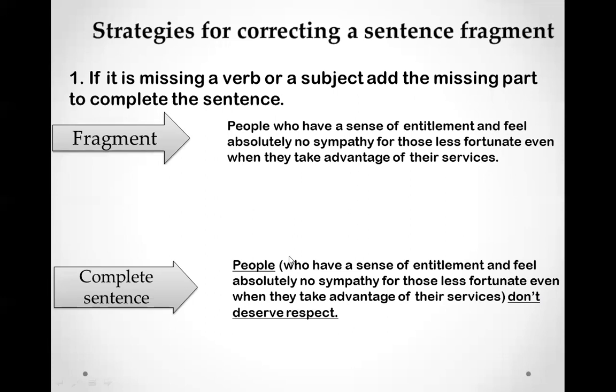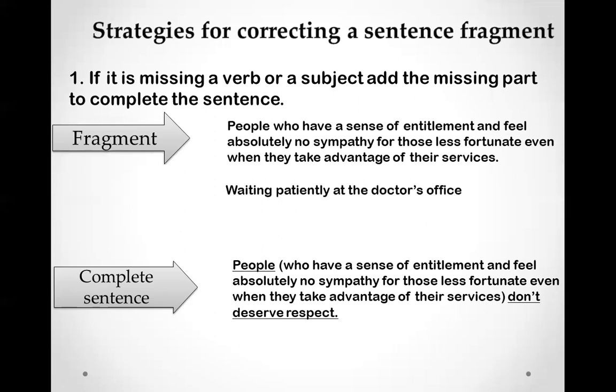Some of you might ask me, and this is an adjective clause, what if I cross who? In this case, the sentence will be: people have a sense of entitlement and feel absolutely no sympathy. Guys, grammatically, this is correct. But if you read the sentence, the meaning will be different. Here, you are talking about people who have a sense of entitlement. If you cross the who, in this case, you're talking about everyone, including me and you and everyone. So the meaning is different. That's why, guys, it is better if you add the missing part.